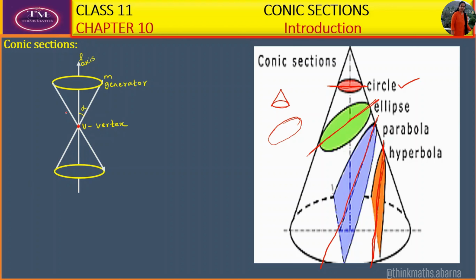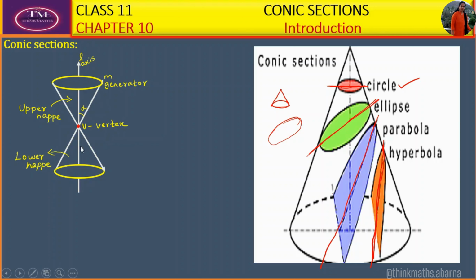Now this vertex separates the cone into two, an upper one and a lower one. We call the upper part the upper nappe and the lower cone the lower nappe. So this is called the upper nappe and this one is called the lower nappe. These are the basic words you have to learn.